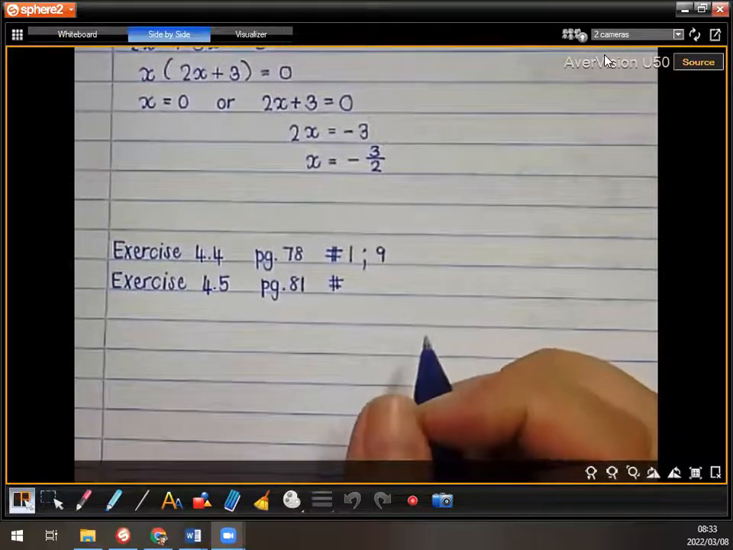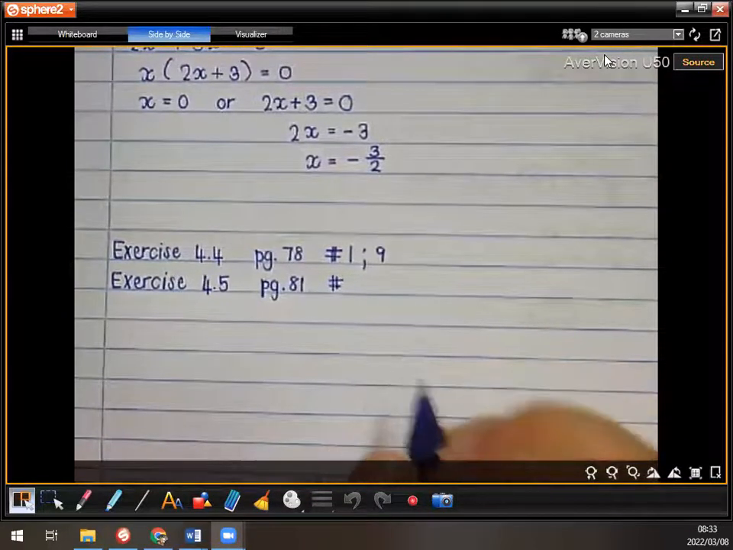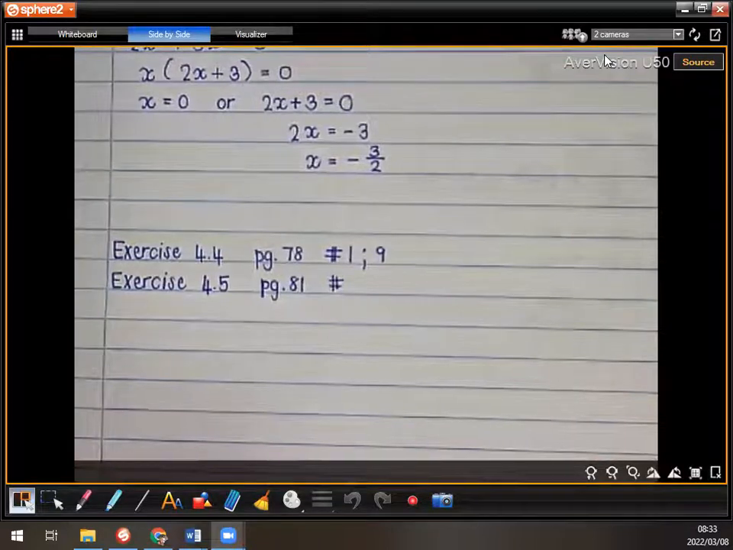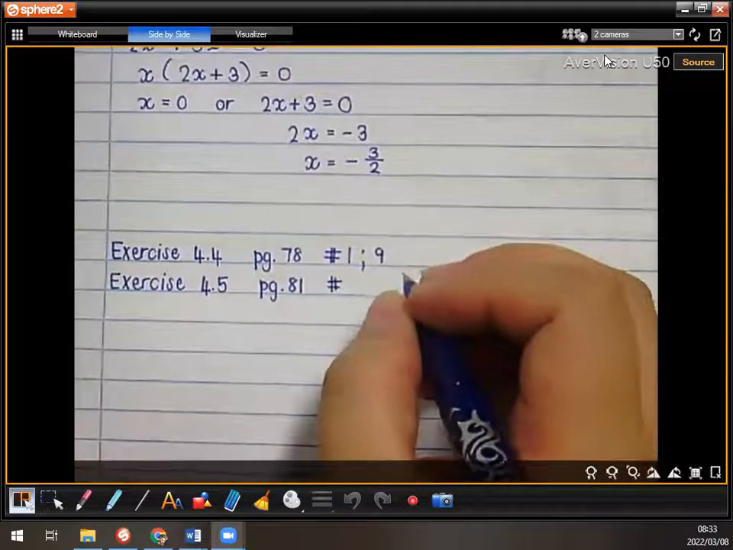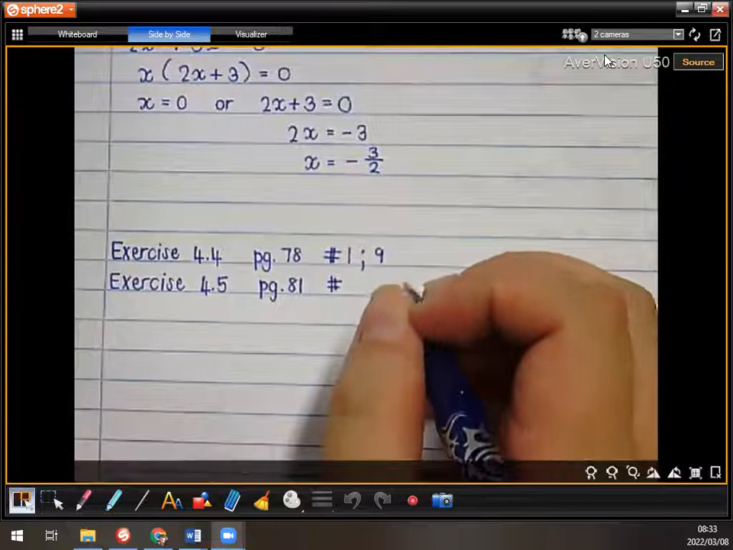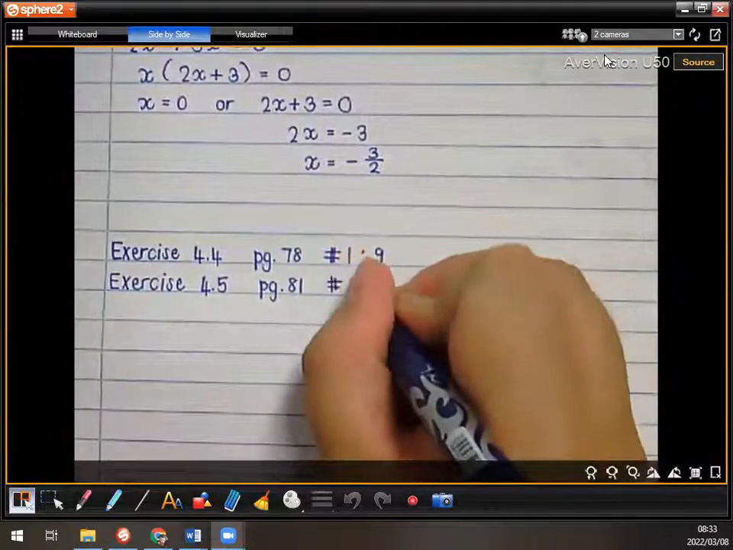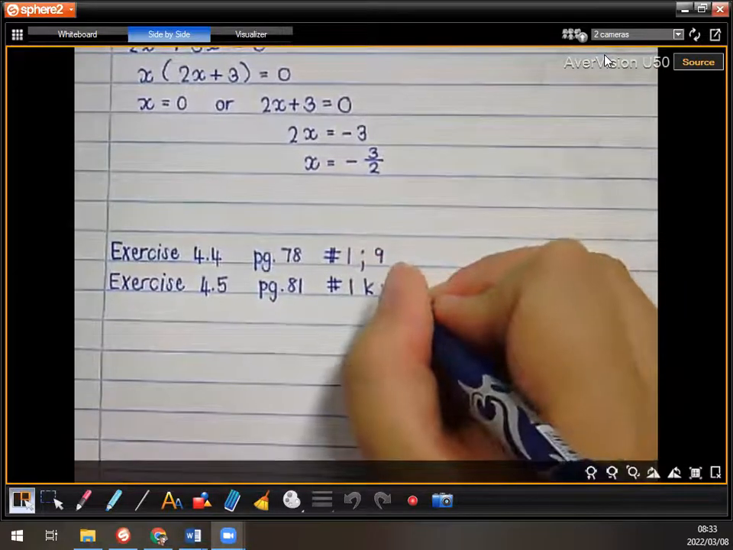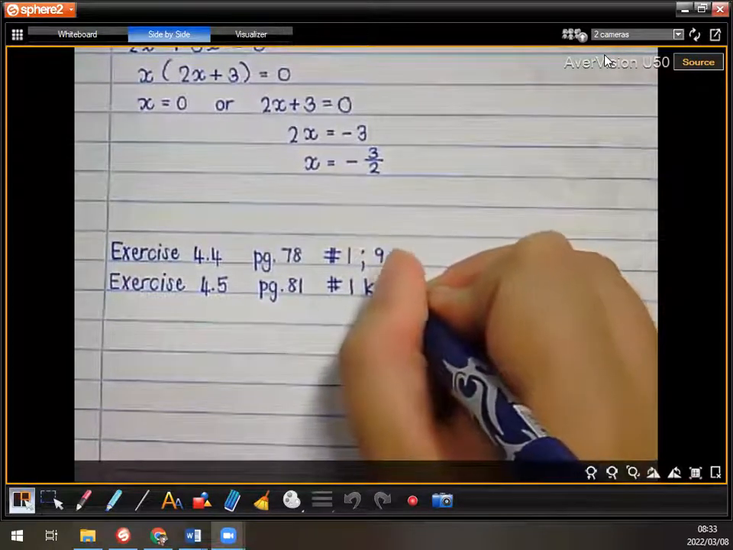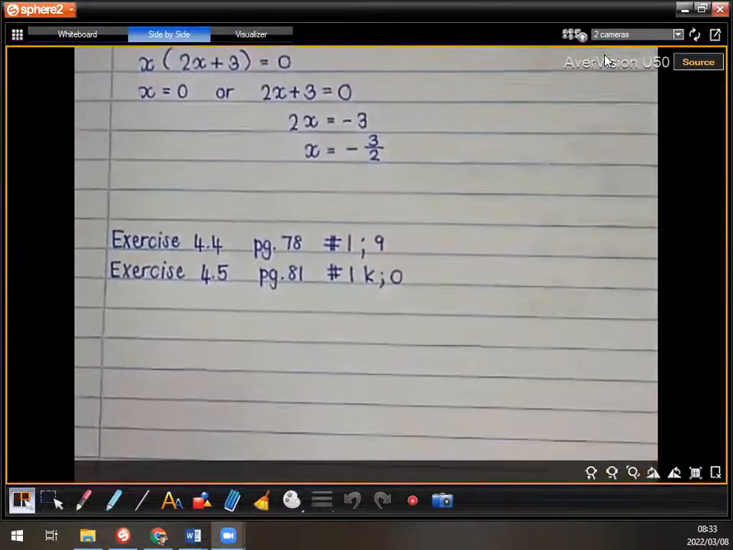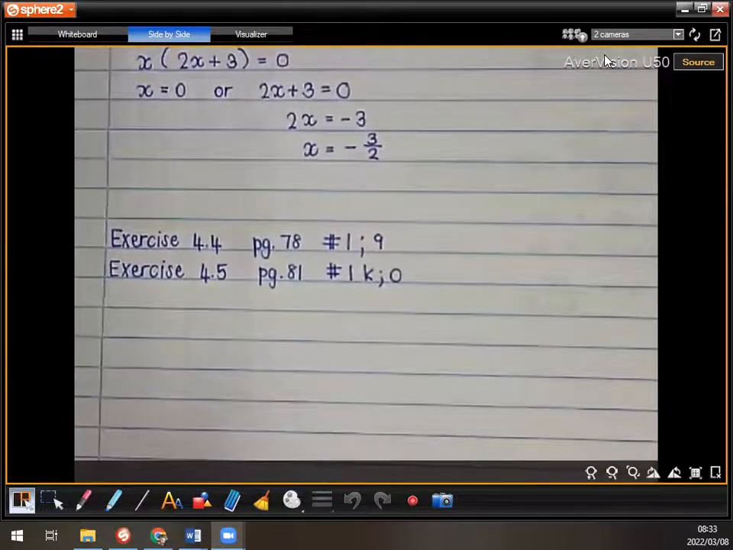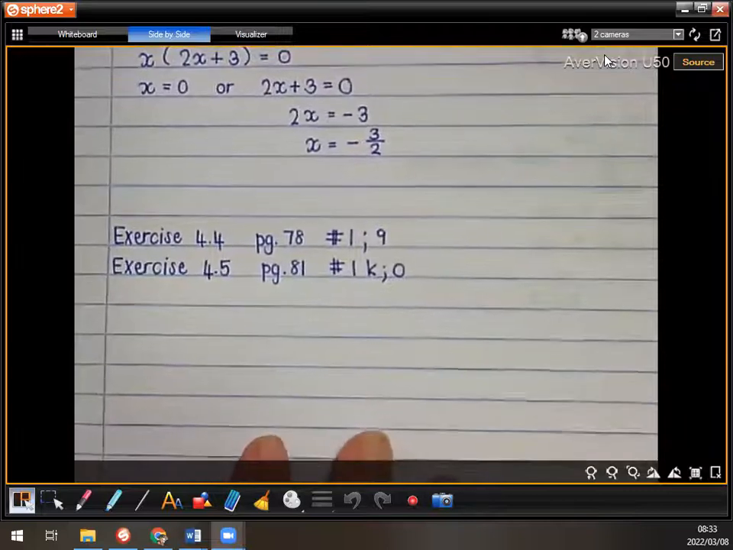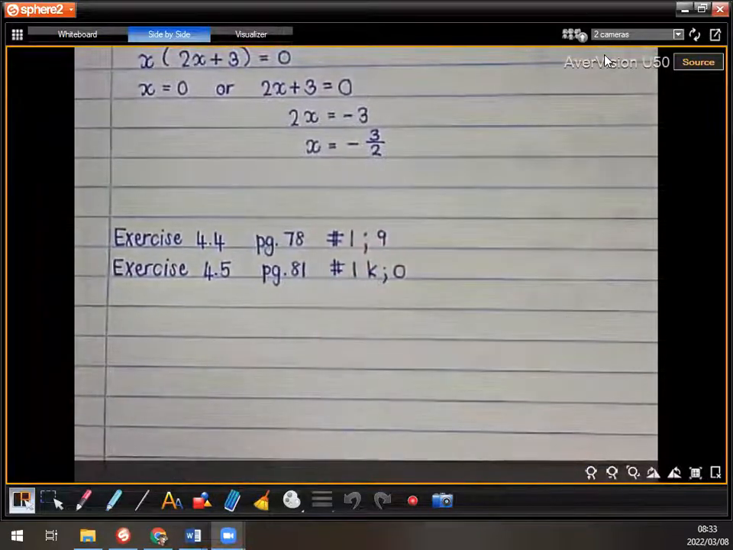Okay, number 1, I'm not going to give you many of these because you are kind of doing it in your AP class already. So I'm just going to give you number 1, K, and O. That's all. So just 2 quadratic equations. More of the little one because you haven't really done those before.